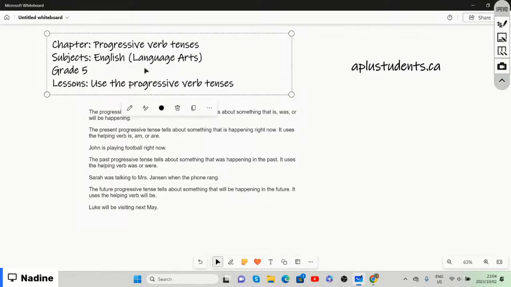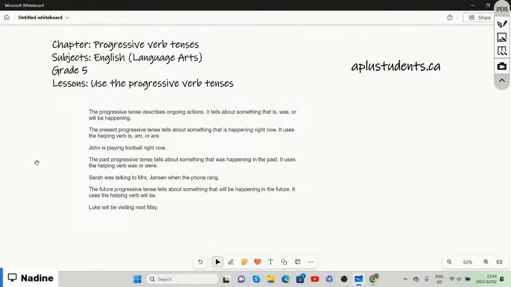The subject is English Language Arts, grade 5. And our lesson for today is to use the progressive verb tenses. So we're only going to focus on the lesson on using the progressive verb tenses. All right. So we're going to our very first lesson on using the progressive verb tenses.